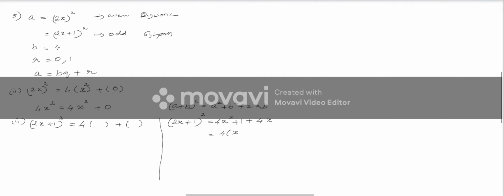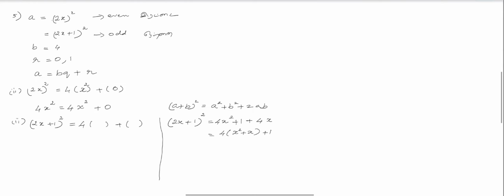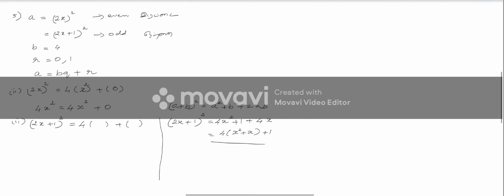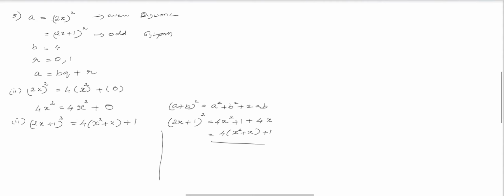So what do you get? X square plus x plus 1, right? So here come to our lemma. What it is, ma? 2x plus 1 the whole square is equal to 4 into something plus 1, right? That's what we got here. Are you clear? So this can be written here. 4 into x square plus x plus 1. Did you get it, ma? Are you able to understand?